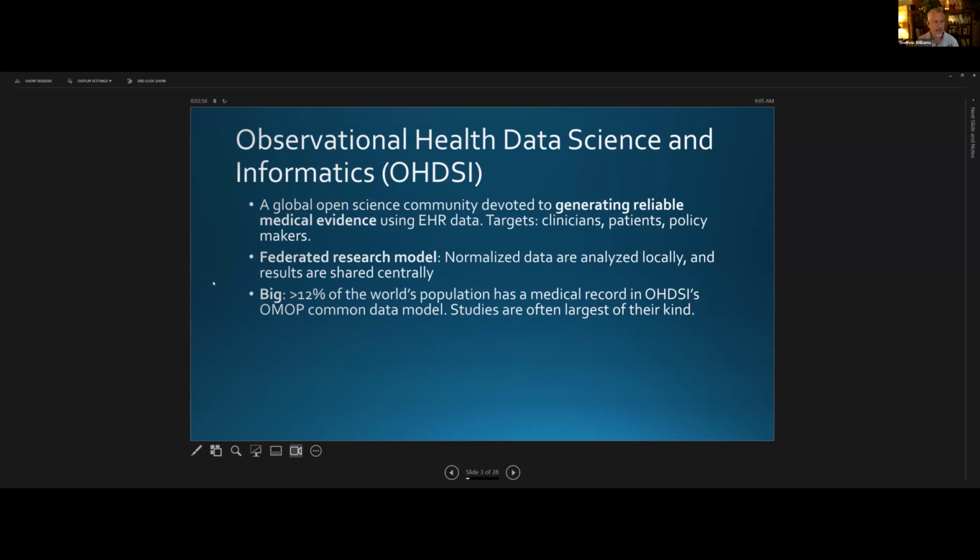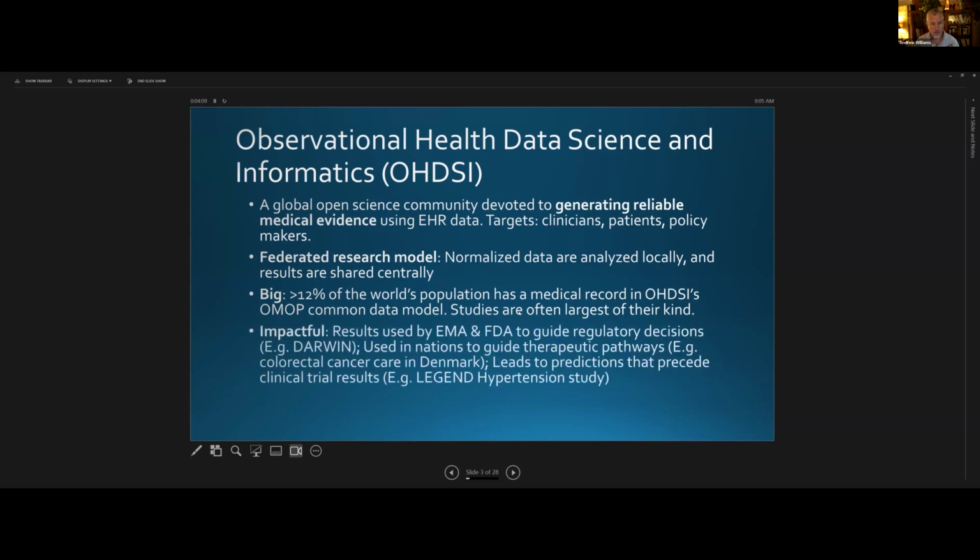And the studies done in the Odyssey community are often the largest of their kind. It doesn't assume that every entity that has an OMOP common data model instance participates in Odyssey studies, but even the subset that do often produce studies with hundreds of millions of records, where you really get a sense of how things vary across populations and across geographic regions. And it's been successful, so it's been very widely adopted by major research efforts as well as whole governments. It's used by regulatory agencies to make decisions, both in the US and in Europe, and whole nations have used it to guide how they define care and optimize it and so on.